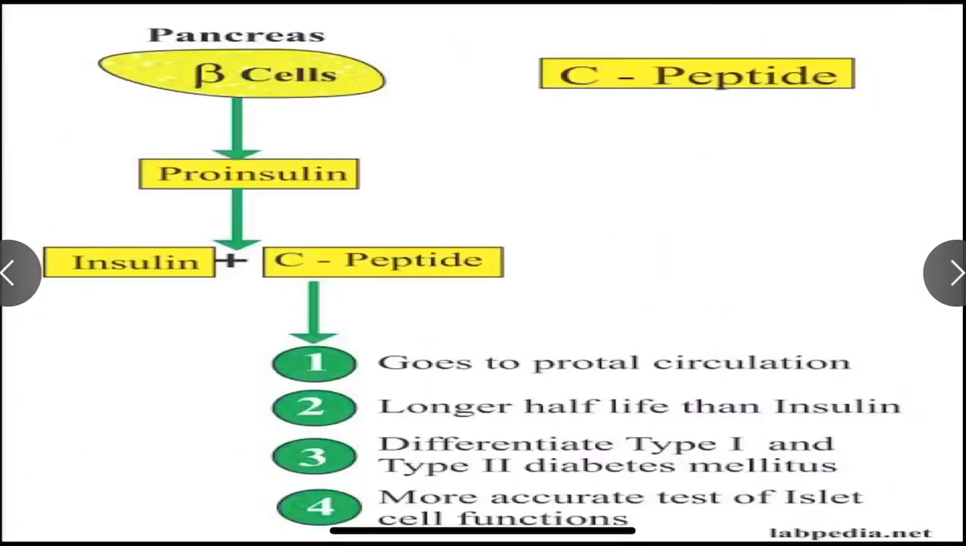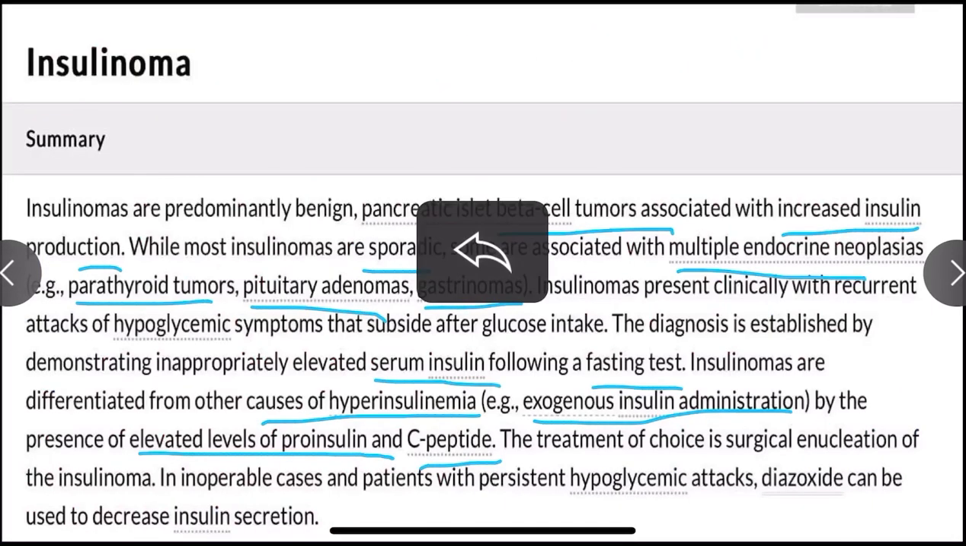Okay, so you can see here it is a pancreatic beta cell which produces proinsulin, and proinsulin is converted into insulin and C-peptide. All right, so it is an endogenous process. Normally we produce proinsulin, then insulin with C-peptide. This is the normal endogenous process. But exogenously, if we administer insulin, it will be only insulin, not the C-peptide. All right guys, so if we find C-peptide there, we suspect it is an insulinoma, not exogenous hyperinsulinemia. I hope you understand.